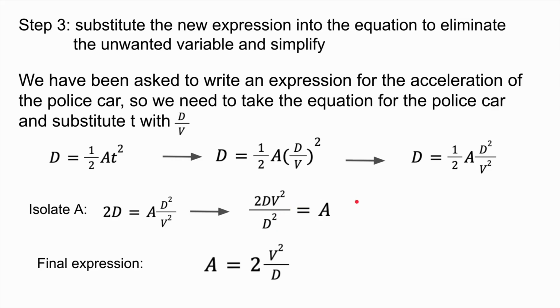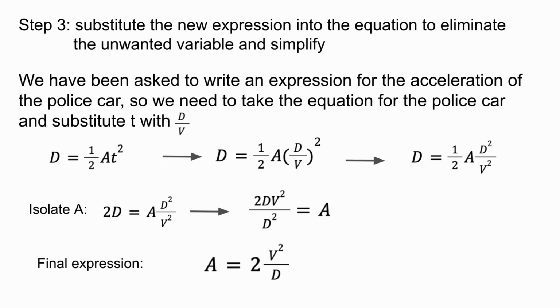And I end up with my final expression, which is the acceleration of the police car is equal to 2 times the velocity of the car squared divided by the distance traveled. And who would have guessed, right? It's really quite beautiful how this works, and this is so simple. And now we could use this to do other things.